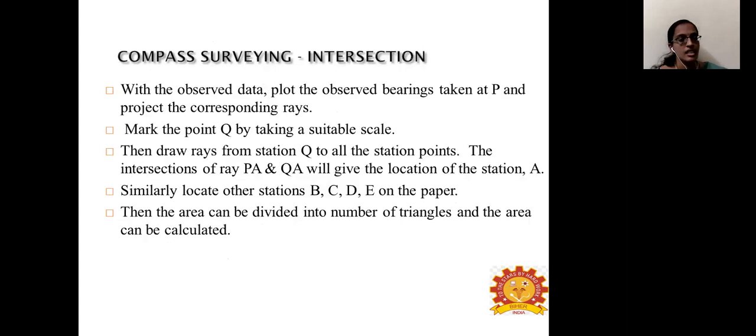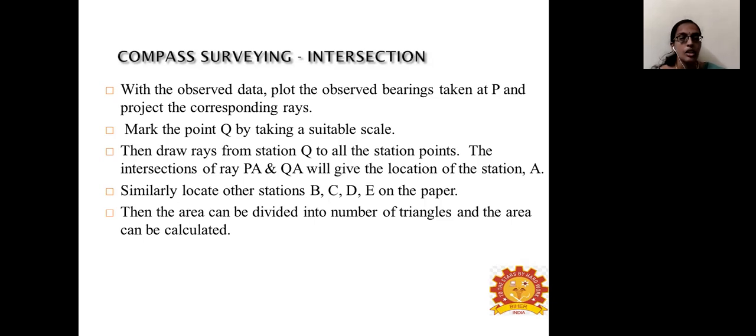measure the baseline distance. With this observed data, plot the observed bearing taken at the point P and project the corresponding rays. We mark the point Q by taking a suitable scale, then draw the rays from Q to all the station points. Thereby the intersection of the rays PA and QA will give the location of the station A. Similarly, the locations of the other stations B, C, D, E will be located on the paper.